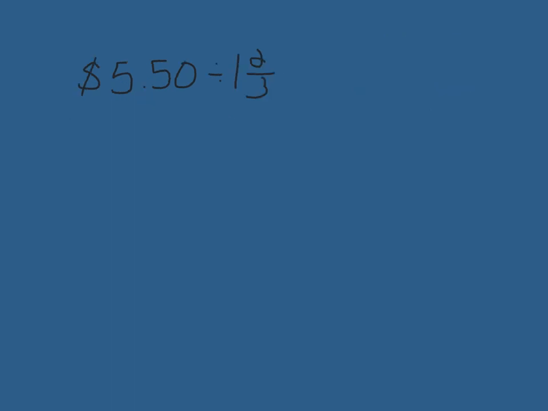I want you to try this one on your own. $5.50 divided by 1 2/3. Pause the video and then come back and check against my work. So my first step will be to turn these into a fraction and an improper fraction. So I have 550 over 1 divided by 5/3.